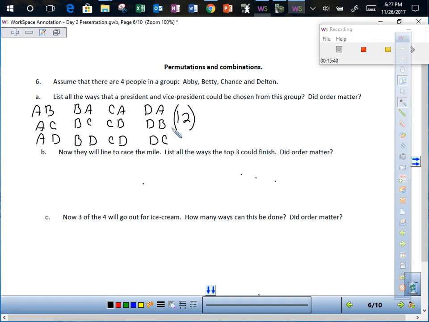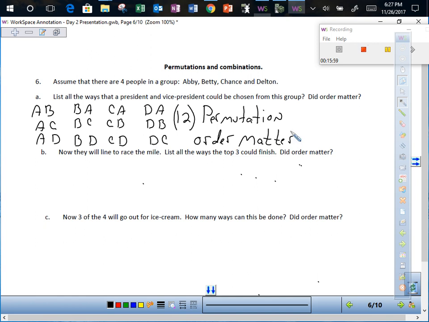So there's 12 different ways that this could happen. Guys, this is called a permutation. The reason that it's called a permutation is that order matters. What I mean by order, if you switched any of those around, you got a totally different outcome. They're ranked there for a reason.